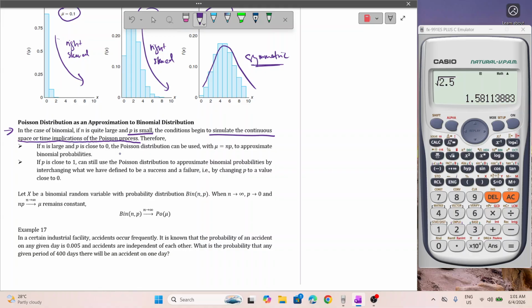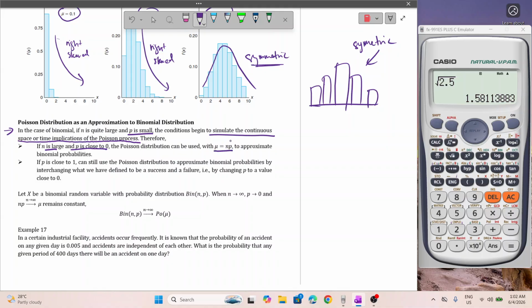We can use Poisson distribution to approximate the binomial distribution, especially when the distribution is symmetric for both cases. Symmetric. So therefore, if n is large and p is close to 0, Poisson distribution can be used with mean n times p.